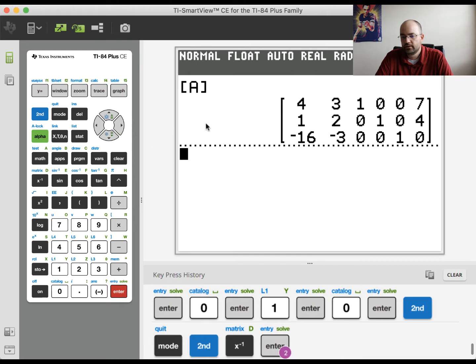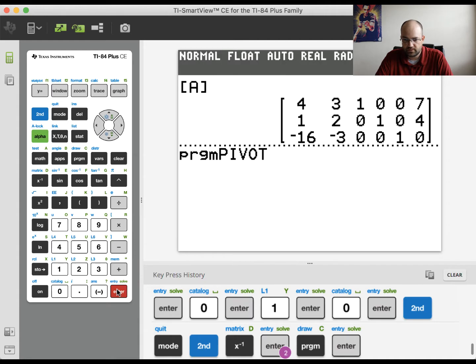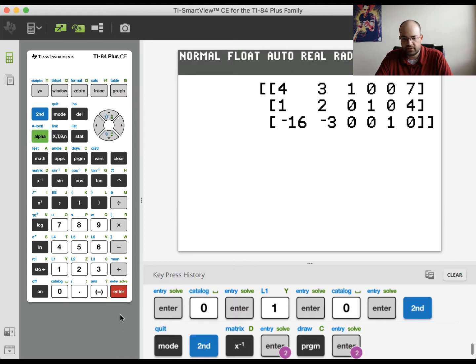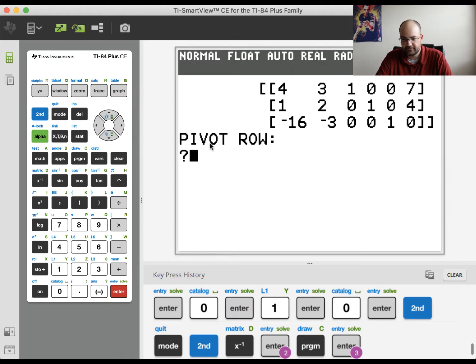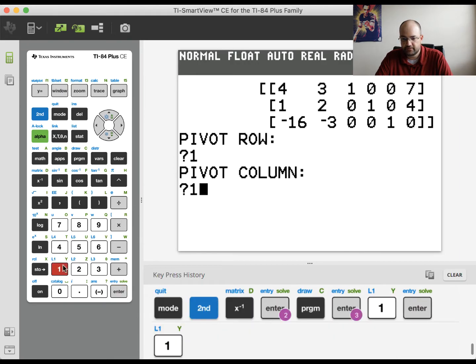Awesome. Okay, so again, our pivot is just this number 4 here, which means I need to make that a 1 and everything above and below a 0. So I'm going to go to Program, and then the Program Pivot. Now notice it's showing you the matrix again, and that number right there, what element is that? Well, that's the first row, first column element. So I'm going to click Enter to ask it for a pivot row. Pivot row is just first row. Pivot column is the first column.